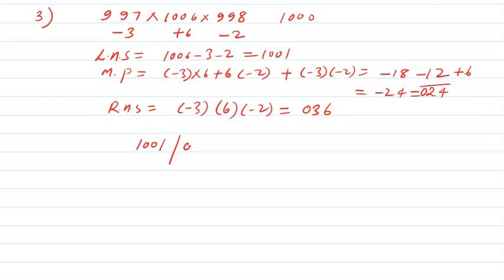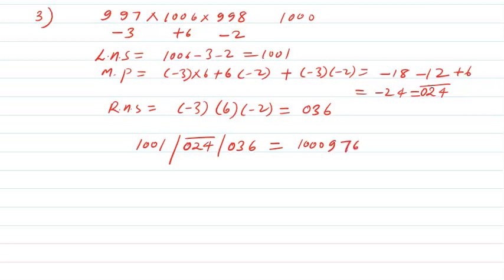Then the middle part, that is 024 with a bar, means it is a negative quantity, and the right hand side is 036. But we can't leave the answer as such, we have to make it positive. So how can we make it positive? I have to take 1 from this side to this side, so this will become 1000, and if I take the complement of this 024, it will become 976.